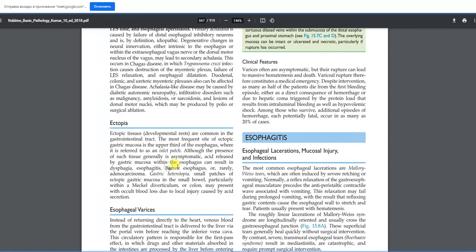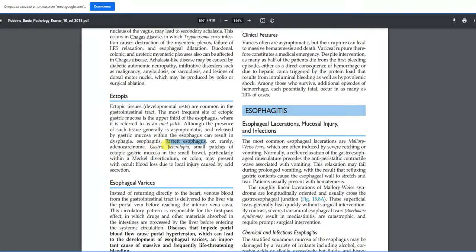It might lead to Barrett's esophagus, esophagitis, dysphagia, and sometimes even adenocarcinoma. After Barrett's esophagus, adenocarcinoma of the esophagus typically appears. So the ectopia is not as simple as it seems. But this gastric heterotopia might be present not only in the esophagus but also in the small intestine and large intestine, and it also creates some troubles in treatment.